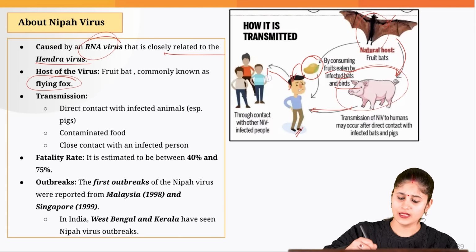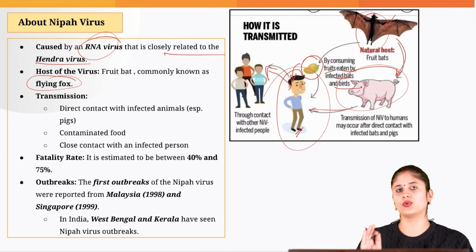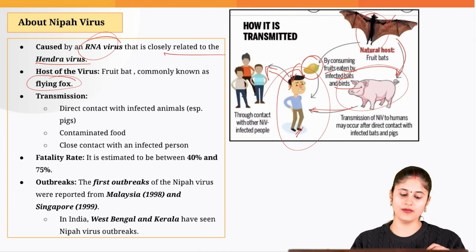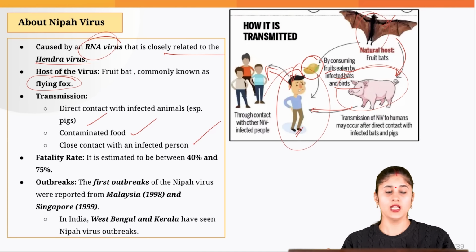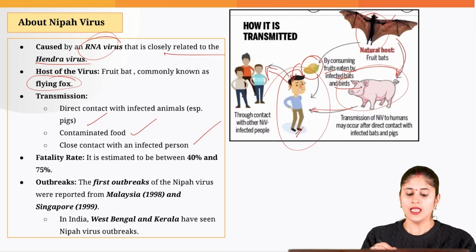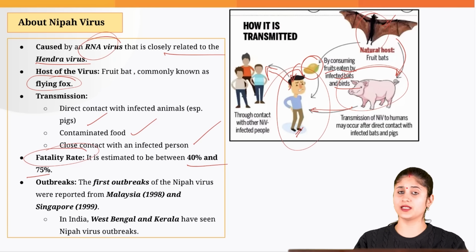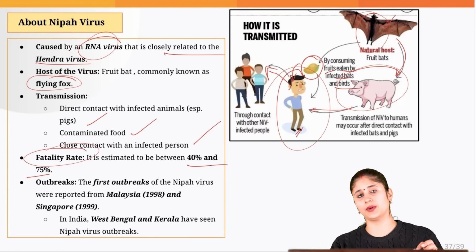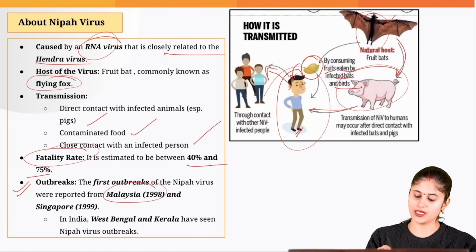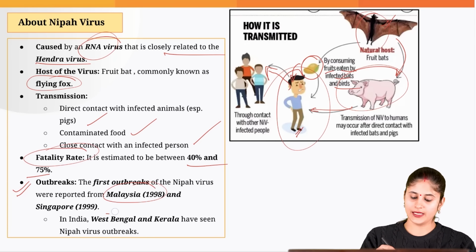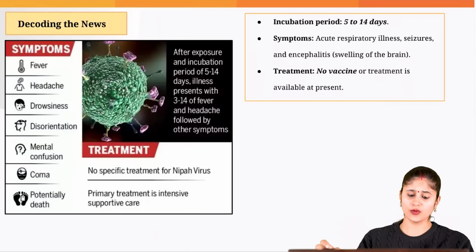And then ultimately, the people who come in contact with a person infected with Nipah virus would also get infected with this virus. So, transmission is through direct contact, contaminated food, and close contact with an infected person. The problem with this disease is it has a high fatality rate between 40% to 75%. And another problem is no vaccine is there to protect a person. We first saw the outbreak of this disease way back in Malaysia in 1998. And in India, we have seen outbreaks of this virus in West Bengal and in Kerala. Now, what are the symptoms?